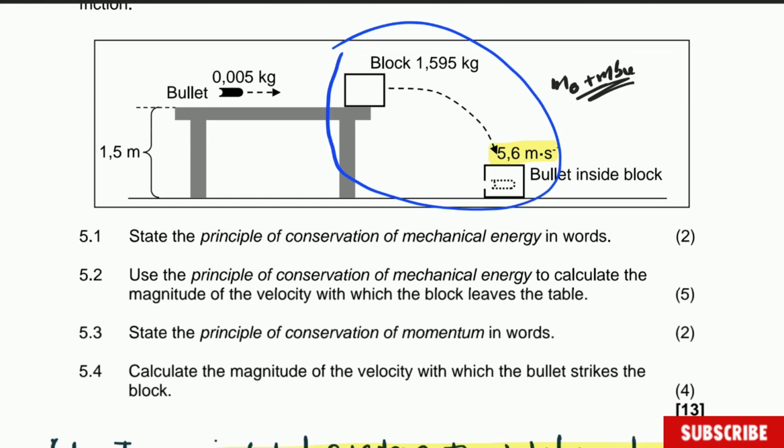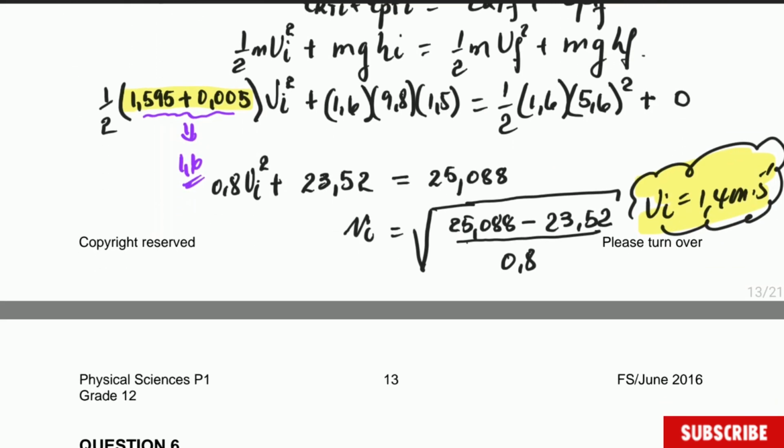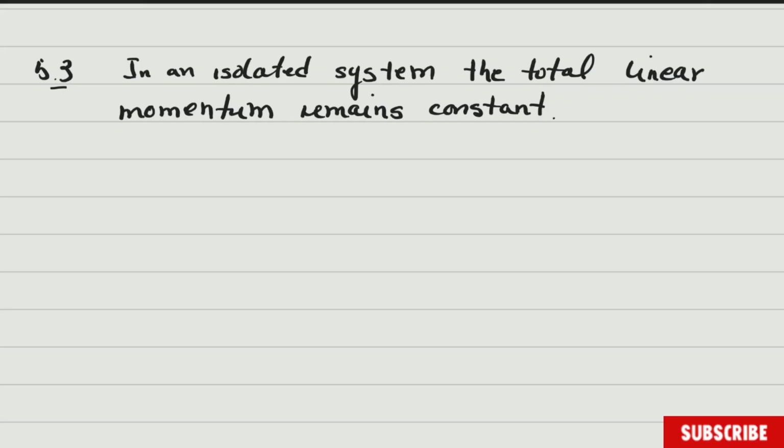Let's see if we have space. Let's go to a new page for that answer. And this question states that in an isolated system, the total linear momentum remains constant. You cannot forget here the word total, otherwise you are not going to get the marks. Let's go to question 5.4.